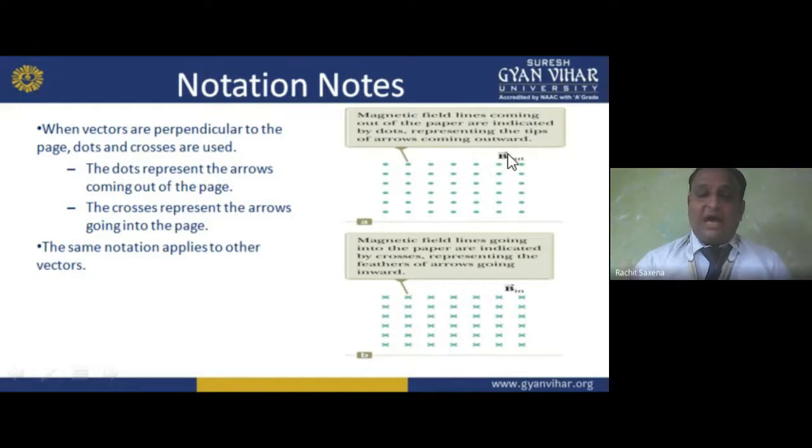See here. I took a page, and in this page, the dots show the outside, meaning it is coming out. If a cross is there, I'm showing input, meaning inside. So coming in is shown by the cross, and coming out is shown by the dot. The same notation applies to the other vectors. We can also apply it to vectors, direction based: cross shown by the input and dot shown by the output. So it is always represented by this. I hope you understand this.